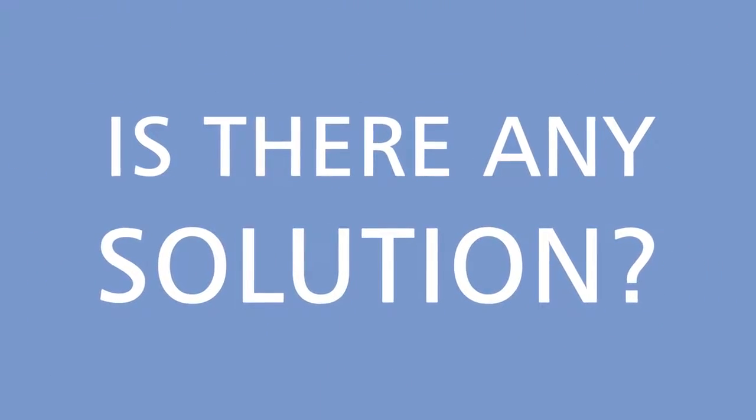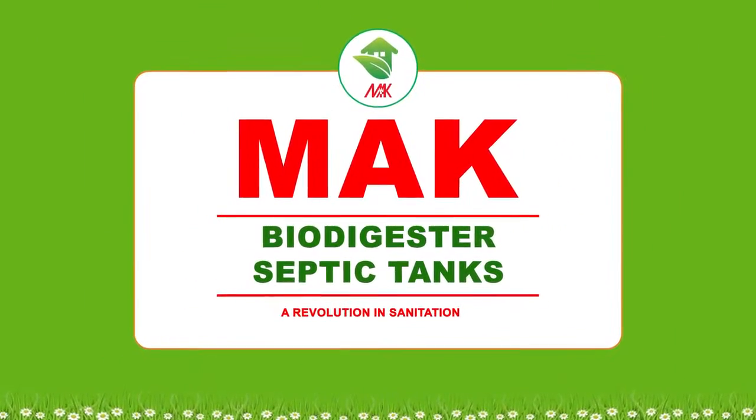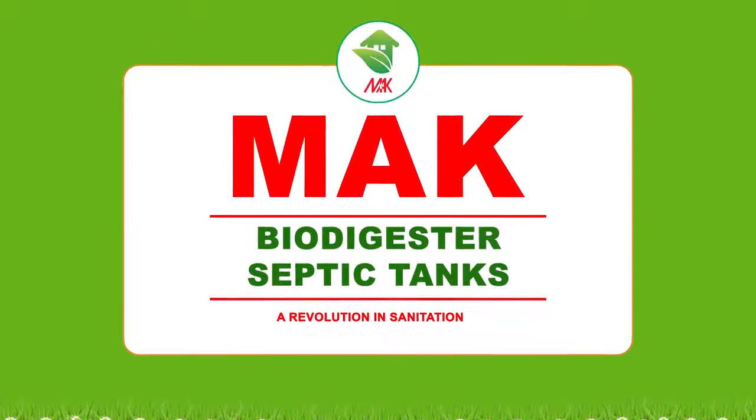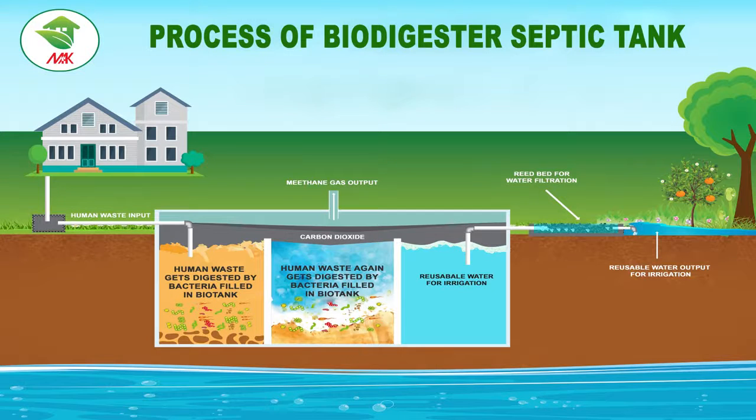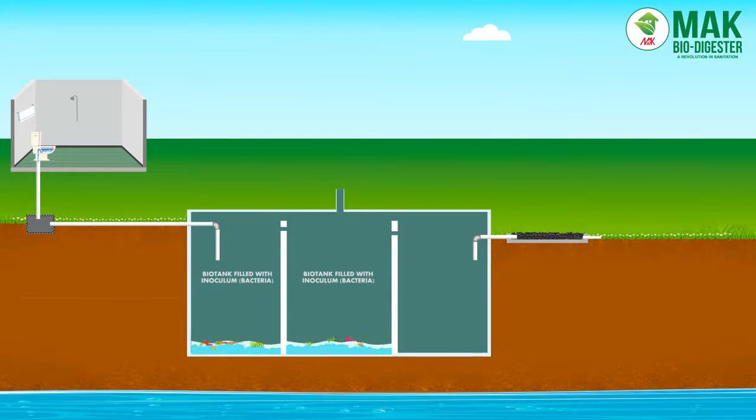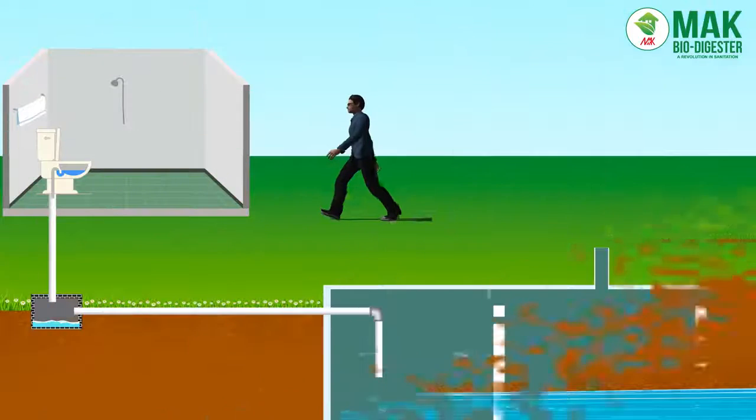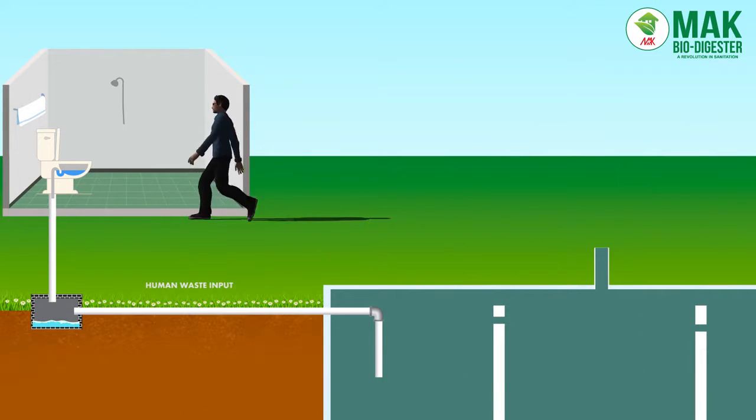Is there any solution? Yes. Make DRDO biodigester septic tank, when used along with patented inoculum for digesting the human waste. Anaerobic bacteria is the solution. A one-time and lifetime solution. Also, it costs less than a conventional septic tank.